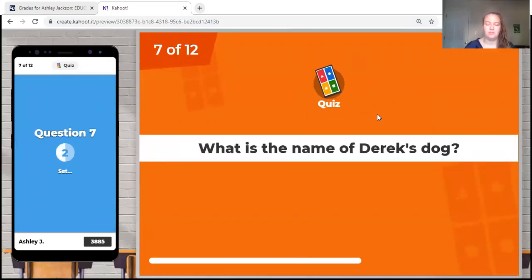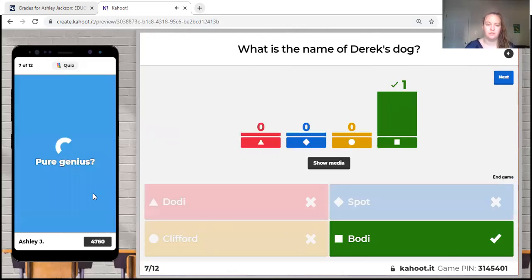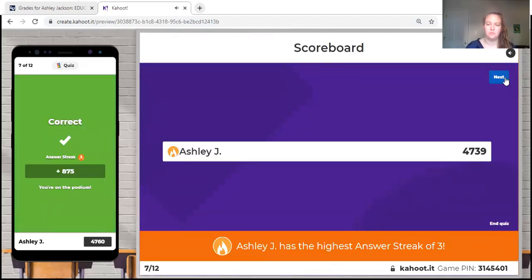What is the name of Derek's dog? Dodie, Spot, Clifford, or Bodie? So Bodie was correct, and so the student's going to receive some more points.